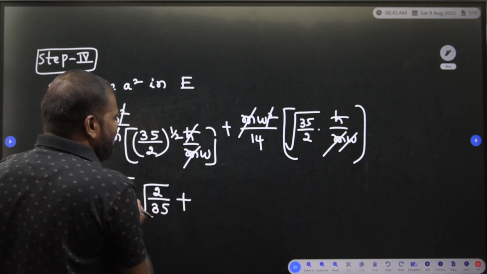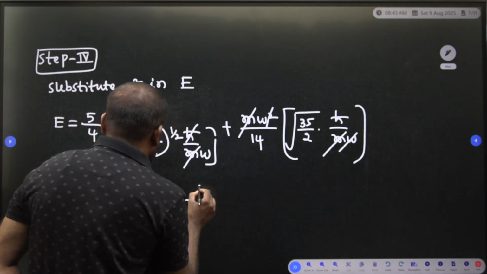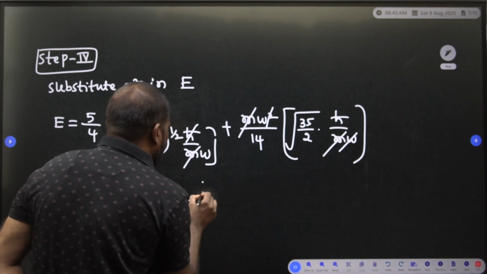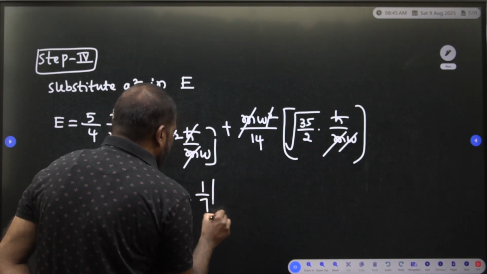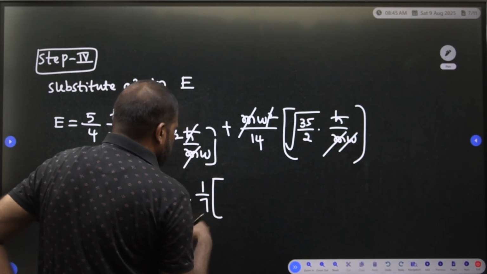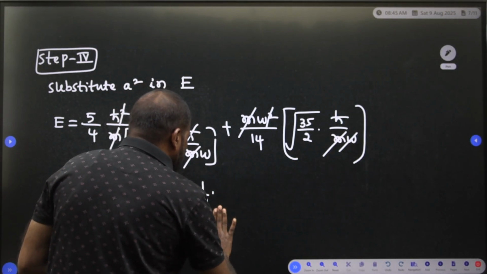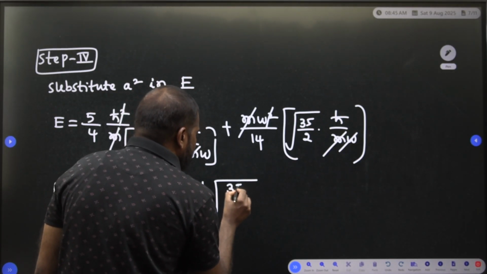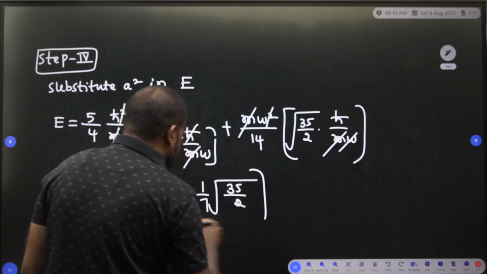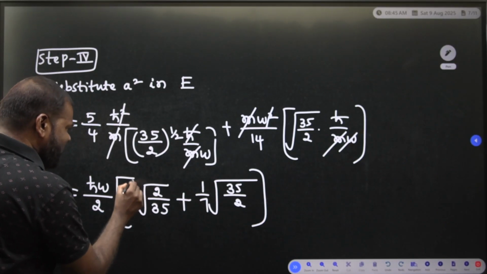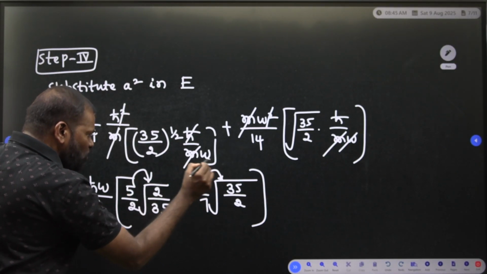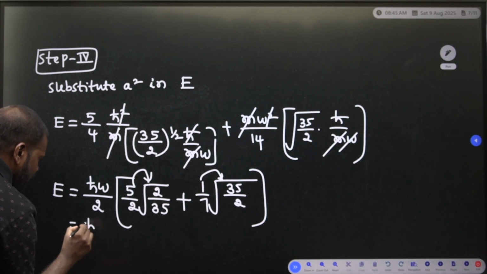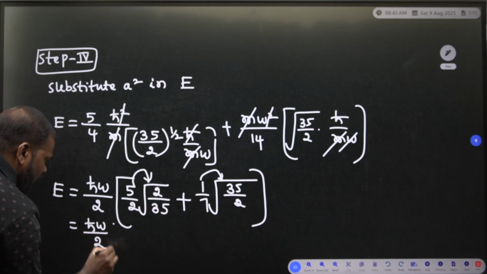So the 1 and 2 get cancelled here. So ħ is divided by mω, 1 by 7 will come. So this is multiplied by the square root of, how much are you going to get? The square root of 35 divided by 2 you are going to get. So now you have to take these roots inside. These roots you have to take inside. ħω is divided by 2.